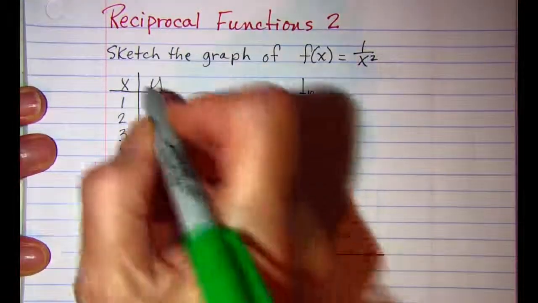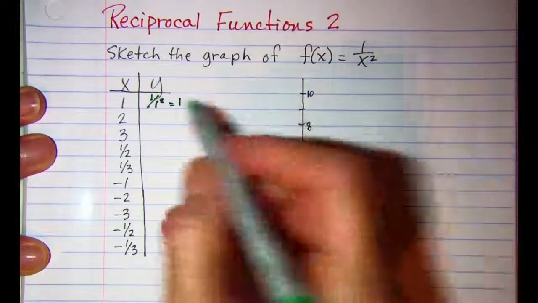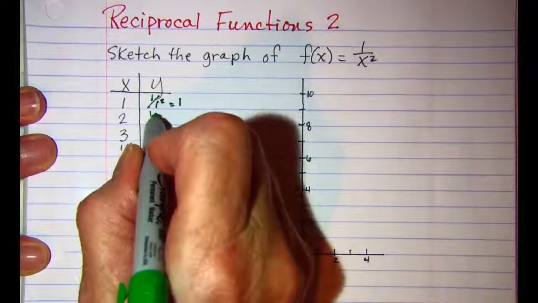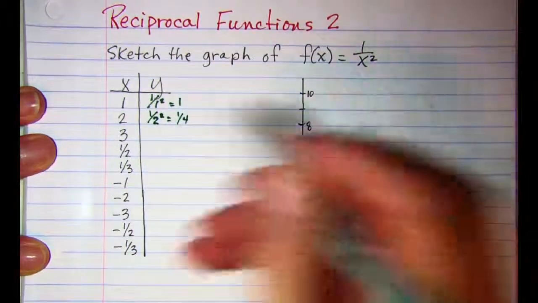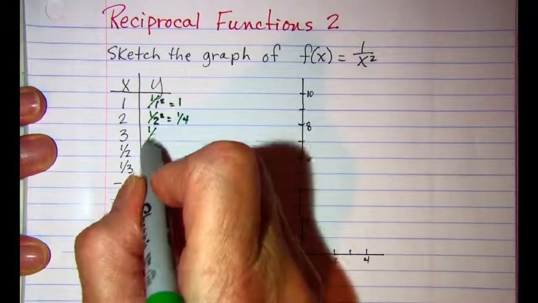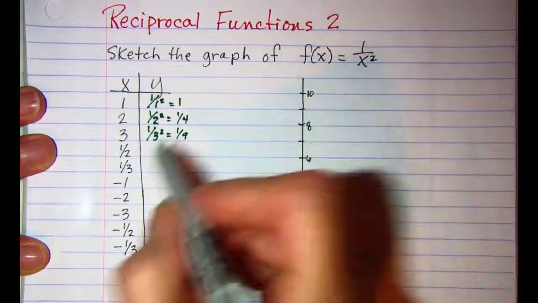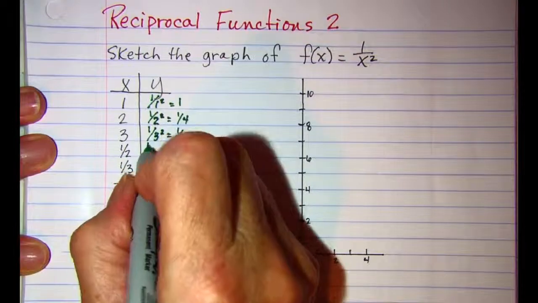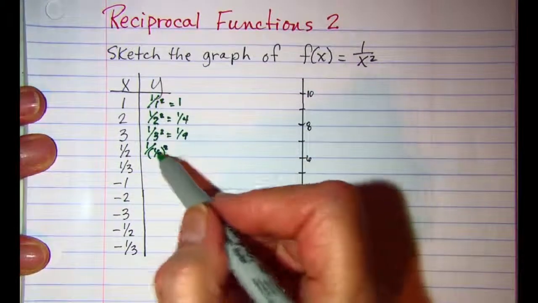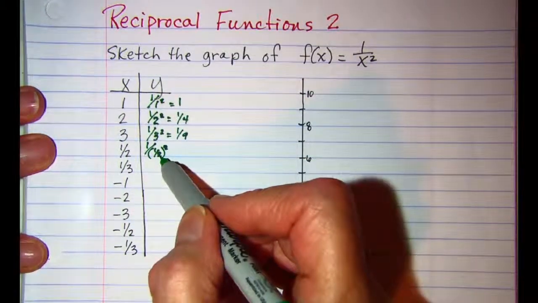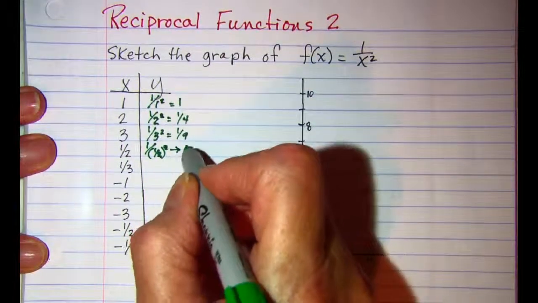When x is 1, I have 1 over 1 squared, which is 1. When x is 2, I have 1 over 2 squared, which is 1/4. When x is 3, we have 1 over 3 squared, which is 1/9. When x is 1/2, I have 1 over (1/2) squared, and this is the same as 1/4. So 1 divided by 1/4 is 4.